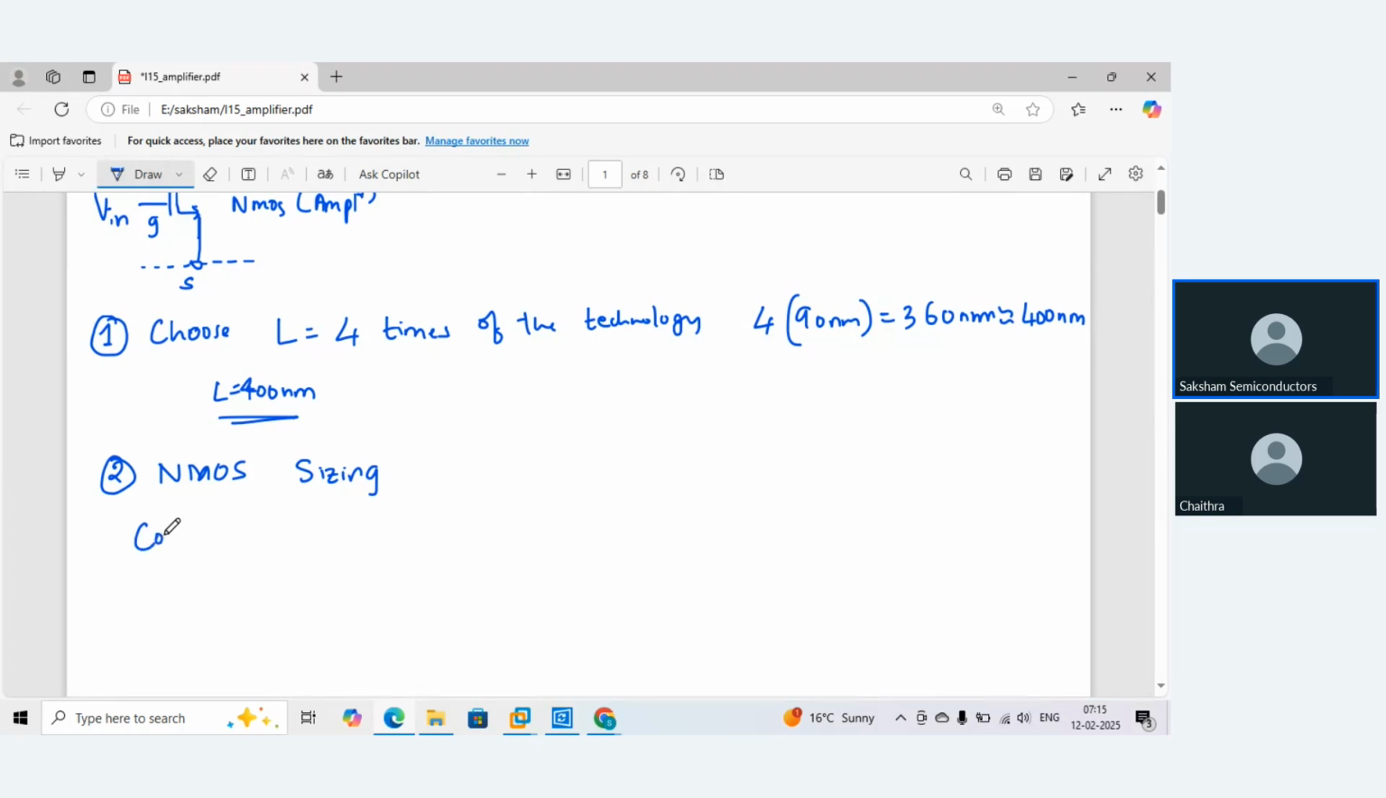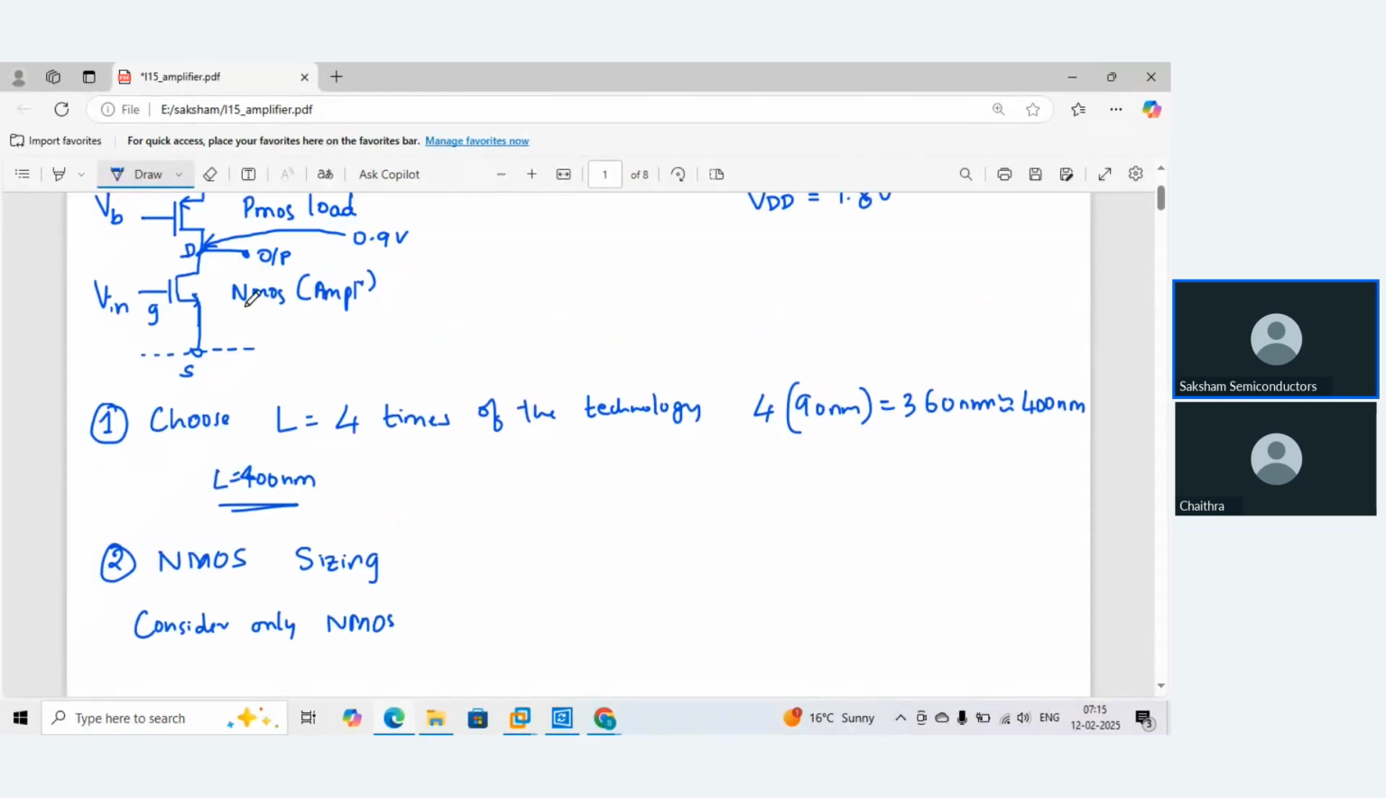Okay. Now let's consider only the NMOS from the above figure and let's redraw it. So when I redraw only the NMOS, this is my structure, and here is my output, which now has 0.9 volts due to the potential division method, and this is being grounded.